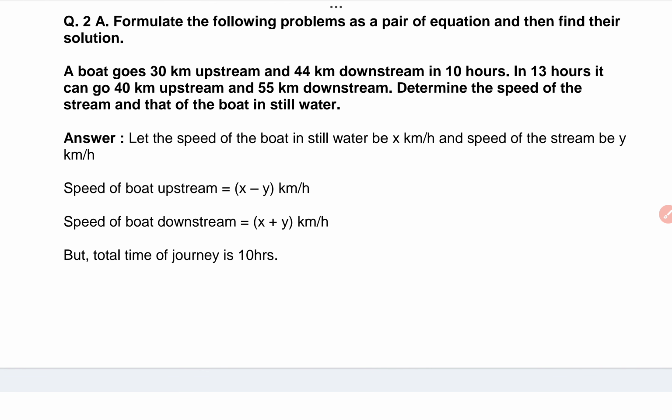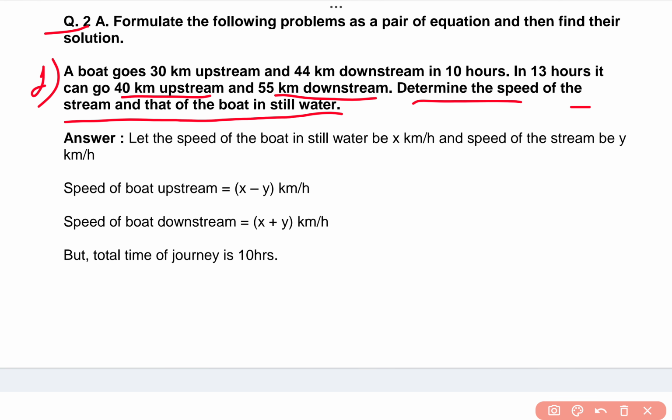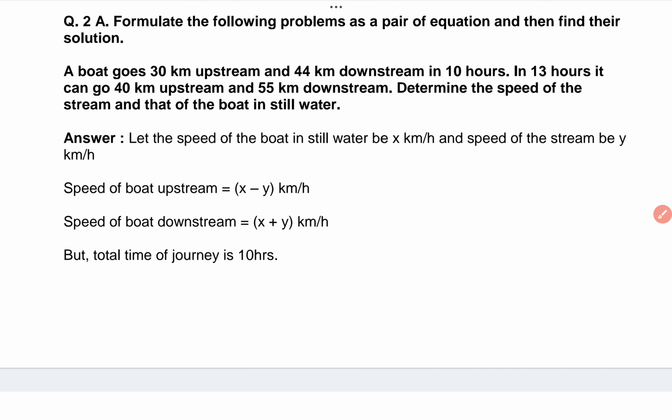So actually when you come here, that's your question number 2, and this is your option A. A boat goes 30 kilometers upstream and 40 kilometers downstream in 10 hours, and in 13 hours it can go 14 kilometers upstream and 15 kilometers downstream. Determine the speed of the boat in still water, right? And this is the answer. Okay, so let's see the second one.